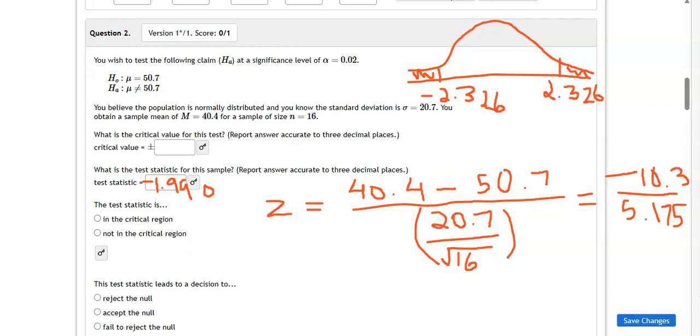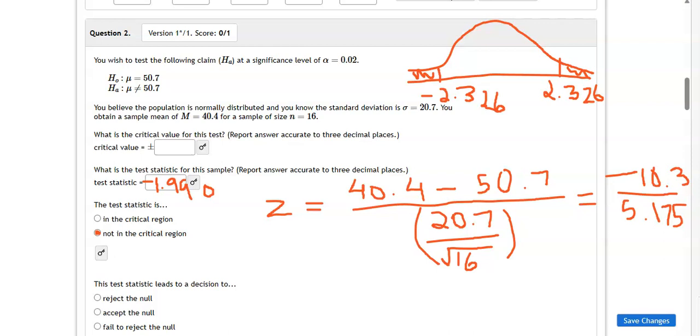All right, now let's notice that that is not over here to the left of negative 2. It's to the right of negative 2. So that means it's over here in this area. It's not in the rejection region. So the test statistic is not in the critical region. I would answer that. Since it's not in the critical region, we're not going to reject the null.